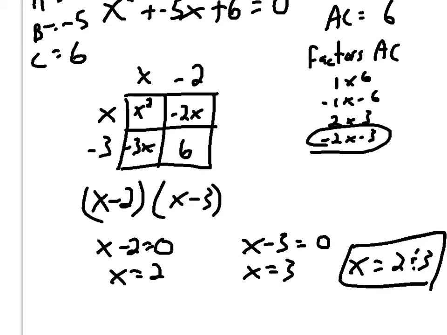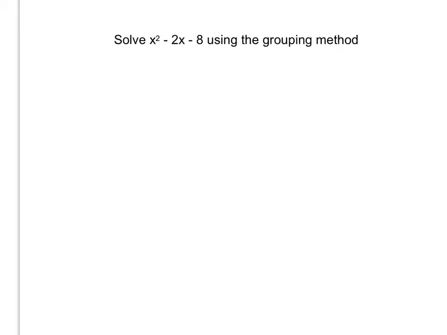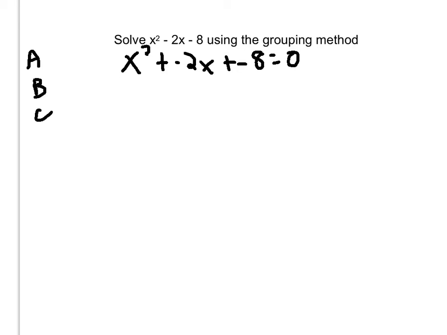Okay? Now let's go ahead to one more example of each. We'll do one more grouping and one more box method. Okay, so we're going to solve this one again using the grouping method. And I'm going to go quicker on this example so you can see how quick this can really go once you get the hang of it. So first thing we do is write this in standard form, equal to 0. Next thing we're supposed to do is tell what a, b, and c are. Now after a while you'll be able to skip this step because you've been doing this long enough, but I still like to write it down.